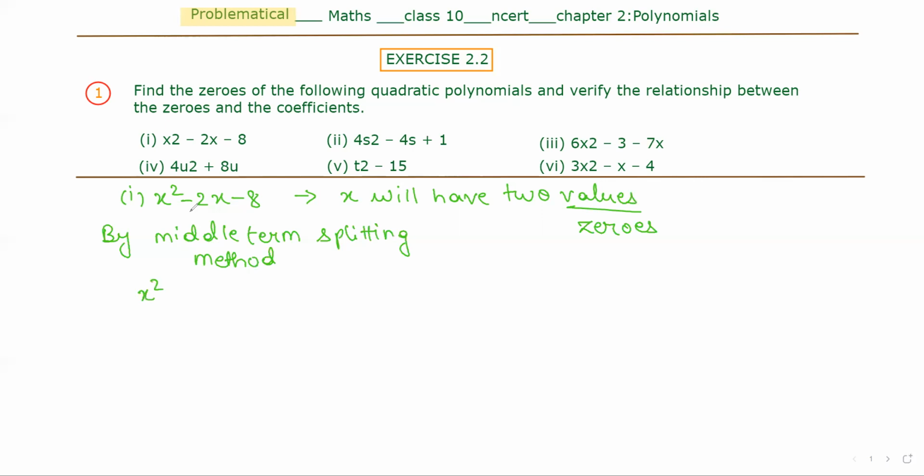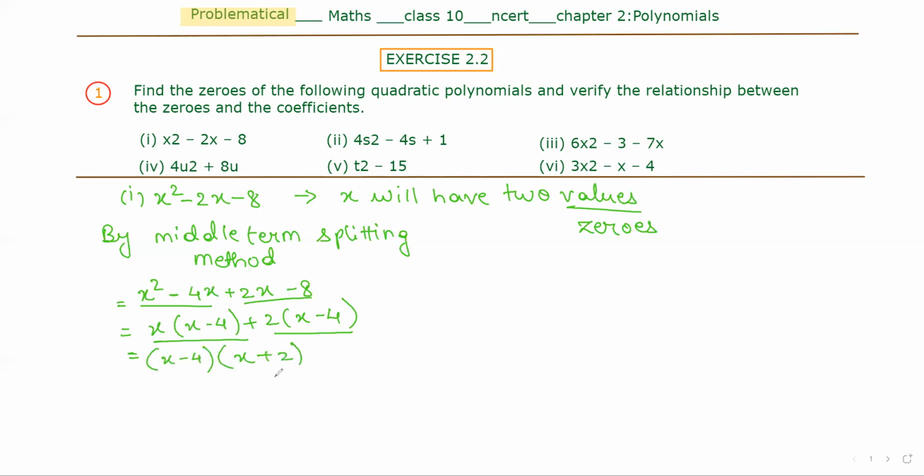X squared, this middle term minus 2x can be written as minus 4x plus 2x minus 8, following the rules of the middle term splitting method. x(x minus 4) plus 2(x minus 4). We've taken x common in the first two terms and 2 common in the last two terms. Again, from these two terms, the first term and second term, you're taking x minus 4 common. What you're left with is x plus 2.